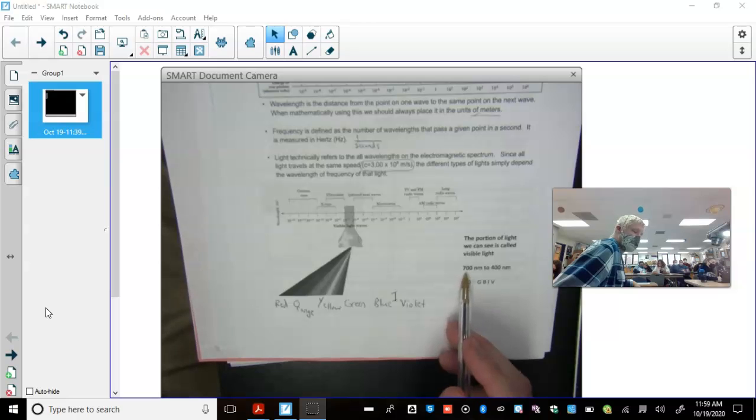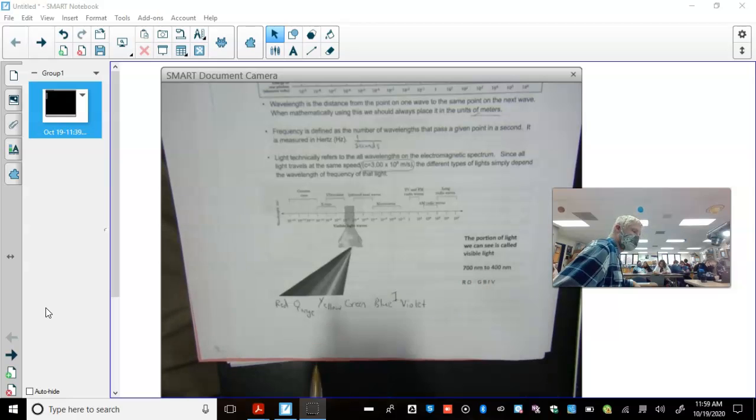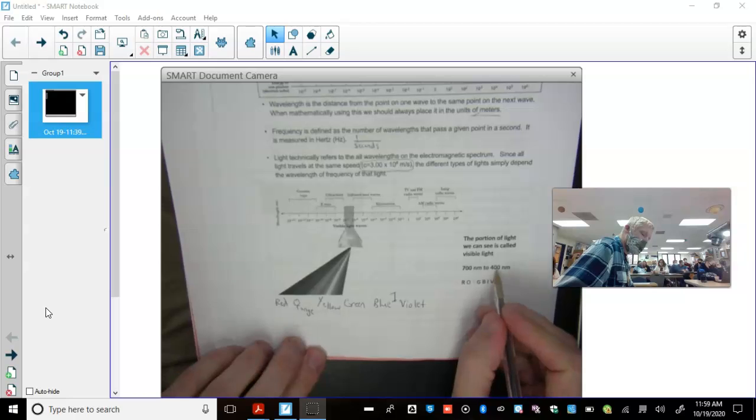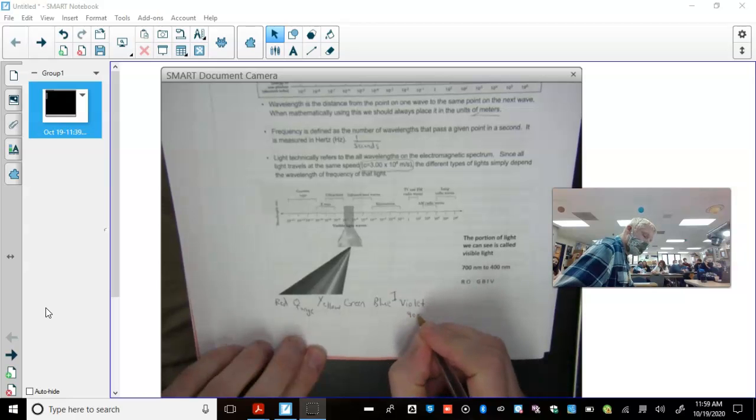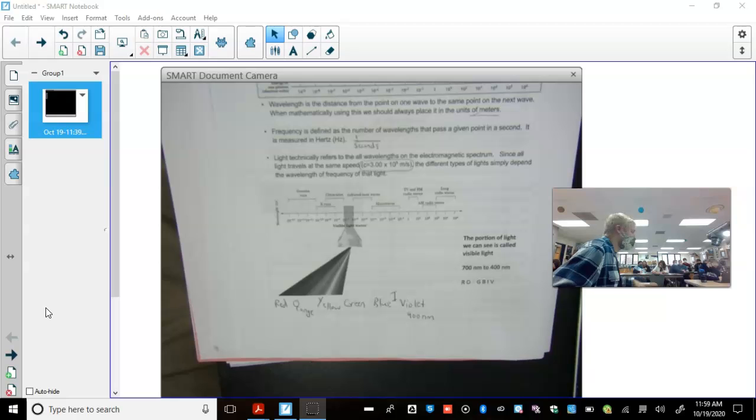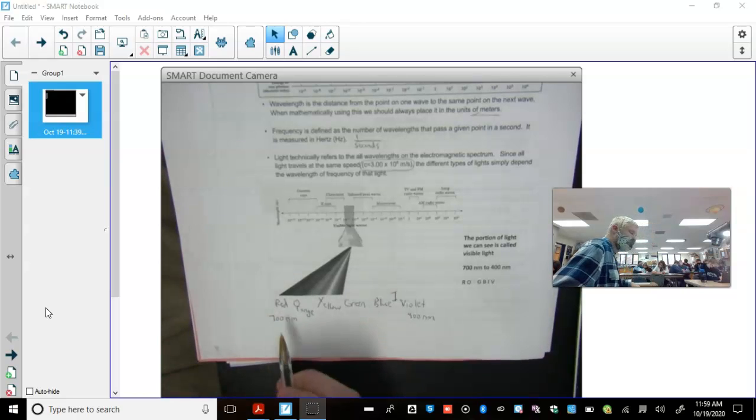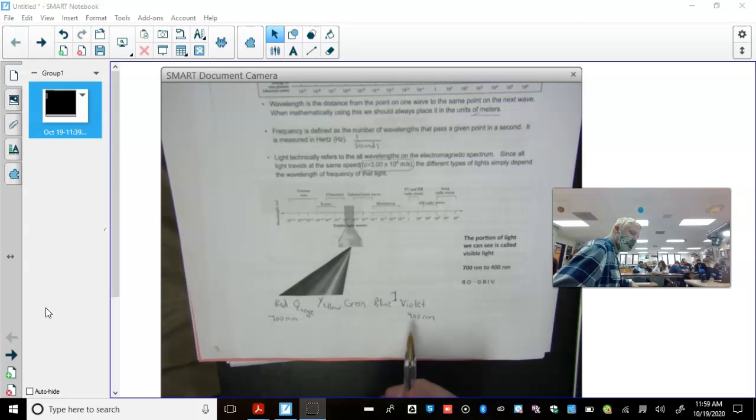All right, then we've got 700 nanometers to 400 nanometers. Red is closest to radio waves, and violet is closest to gamma rays. So which color has the highest energy? Violet. Violet has the highest energy, so 400 nanometers is the length of one wavelength for violet, and red is going to be 700 nanometers. So remember, the longer the wavelength, the lower the energy. The shorter the wavelength, the higher the energy.